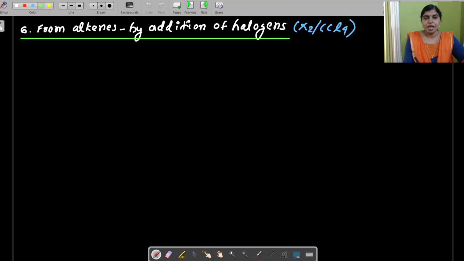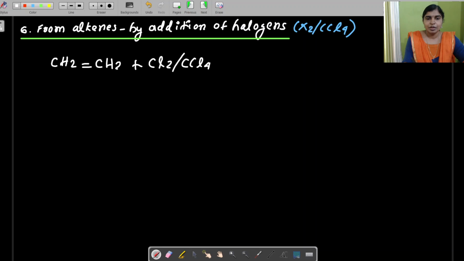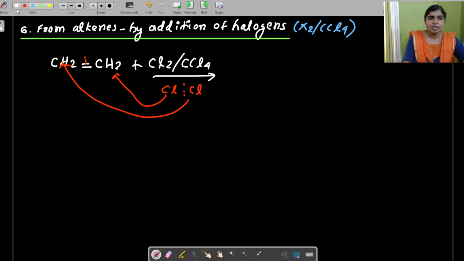Then the last method, that is from alkenes by the addition of halogens. Which is the simplest alkene? We can start with the simplest alkene, that is ethene. So when halogens are added to this, for example, if you are adding chlorine in CCl4, what is the product obtained? Here there is a weak point, a weak bond that will break, and one of the chlorines is attached to the first carbon and the second chlorine to the second carbon. So you'll get the product like this.